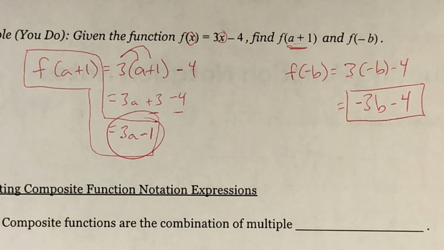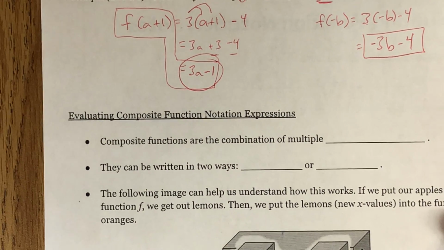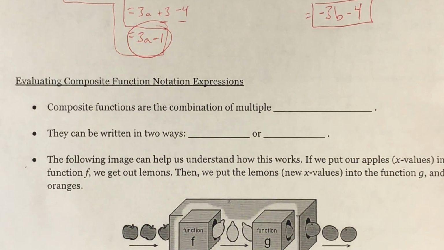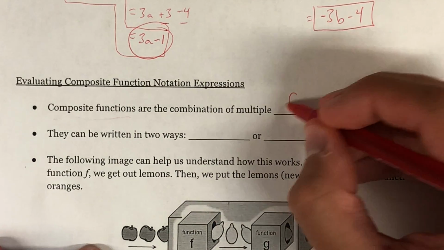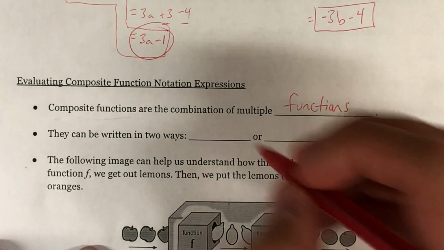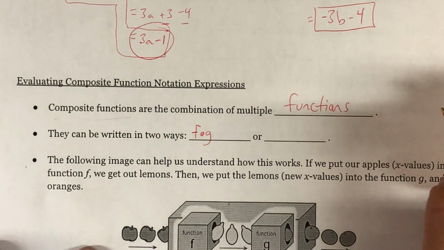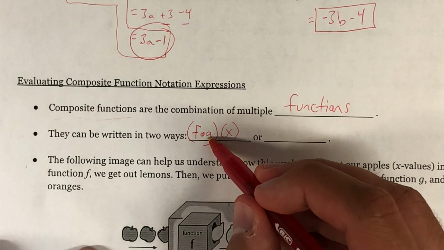Okay. The last thing we're going through here is composite functions. So composite functions are essentially when you have a function within a function, which is a little odd, but I think it'll make more sense as we go through it. So composite functions we describe as the combination of multiple functions. They can be written in two ways, with an open circle like this. And this is described as f of g of x.